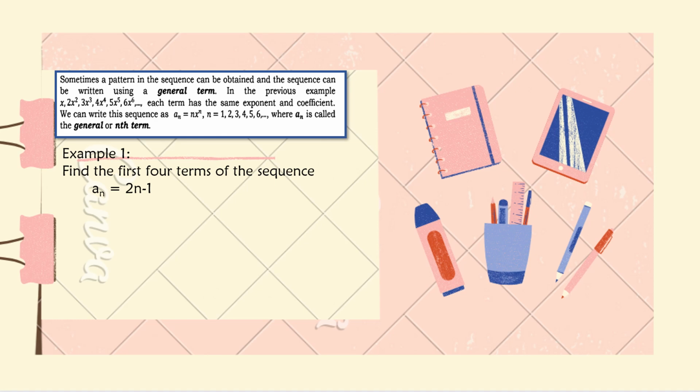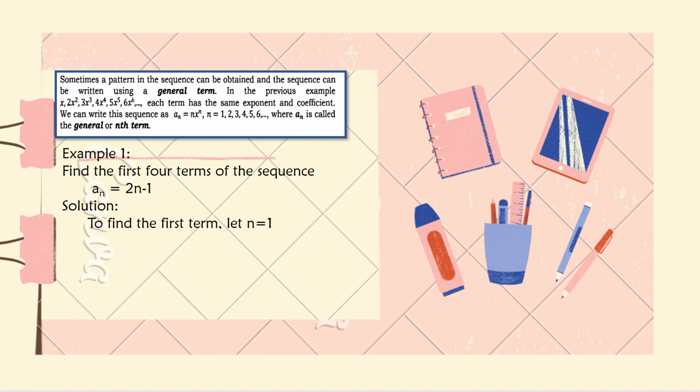Let's have our example number 1. Find the first 4 terms of the sequence. The general term is a sub n is equal to 2n minus 1. Hahanapin natin yung first 4 terms. Given yung general term. How are we going to solve for that? Let's have our solution.